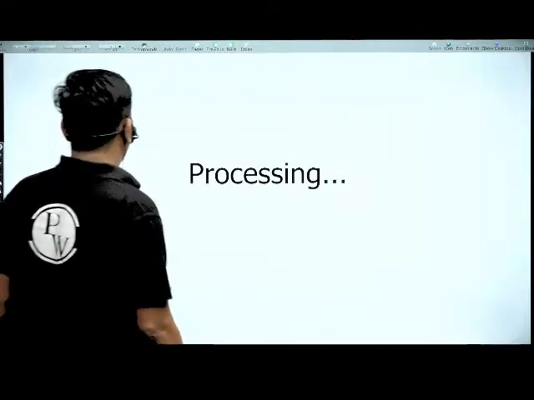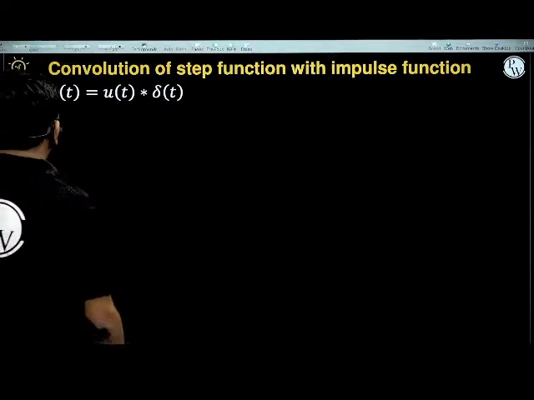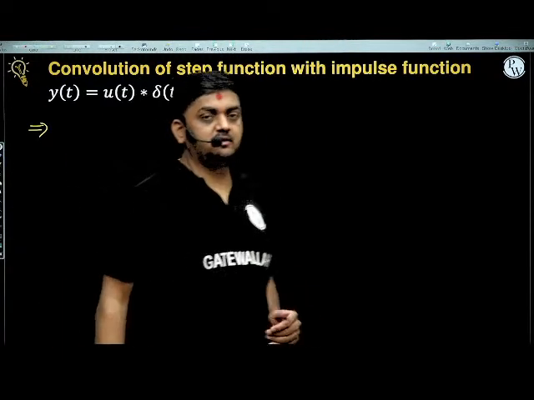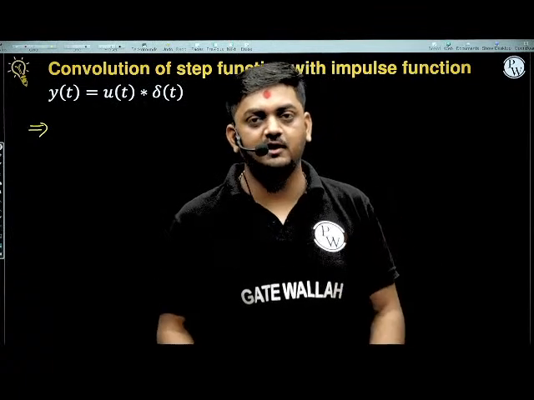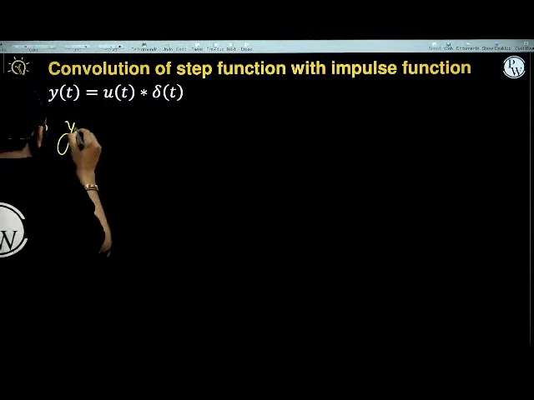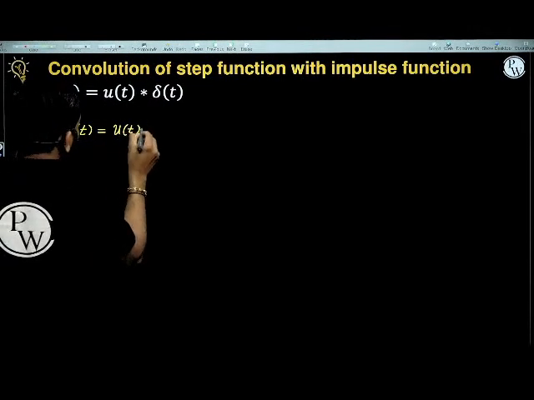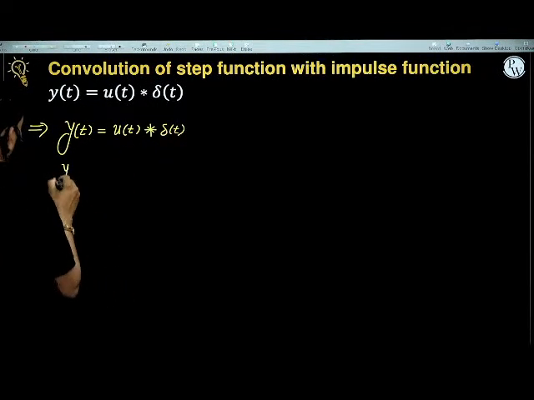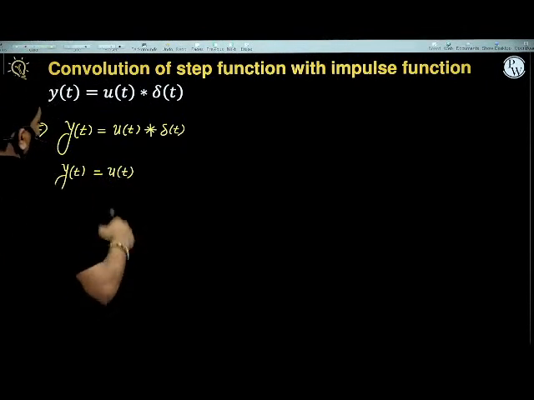Okay, so first is convolution of step function with impulse function. So this is very much easy, guys. We know that convolution of any signal with impulse function is nothing but that signal only, like x of t convolution del t is equal to x of t. So here y of t will be what? u of t convolution with impulse function is nothing but u of t only, guys. It is very simple, correct?